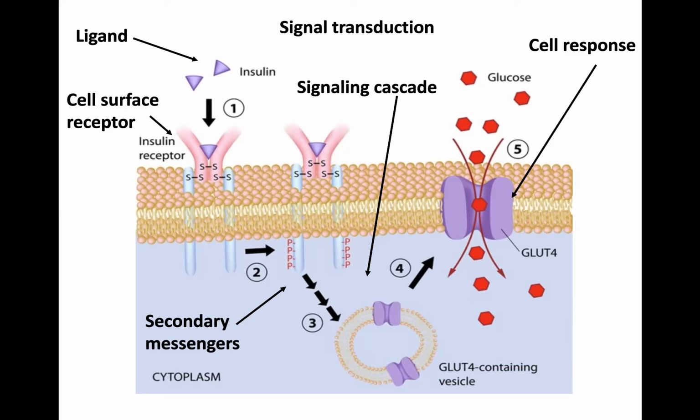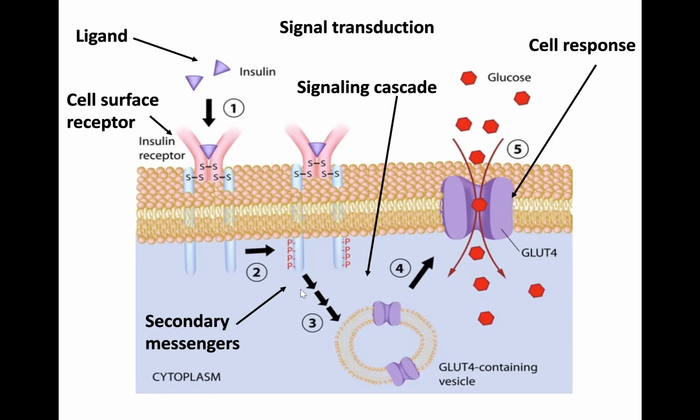Once your receptor is activated by the ligand, you have a secondary messenger, and in most cases it's many secondary messengers. They're the ones that cause the effect inside the cell. Insulin itself, it doesn't ever come inside the cell, it just sits outside. So the message that insulin is bringing to the cell is conveyed through secondary messengers.